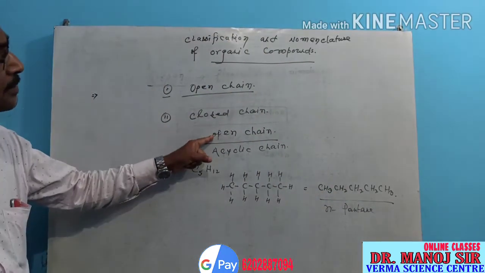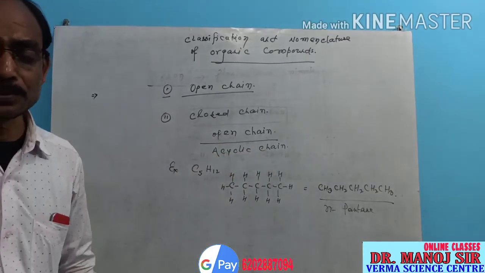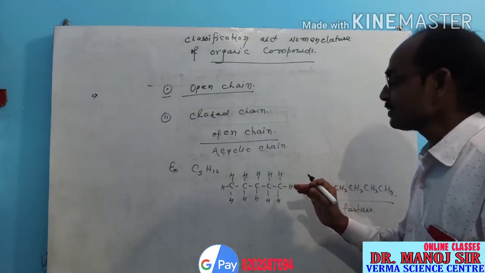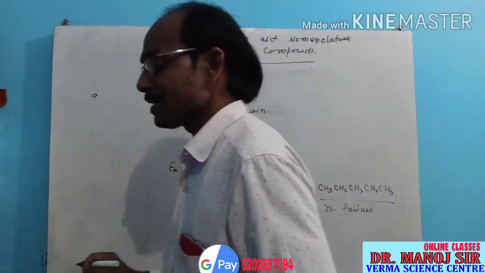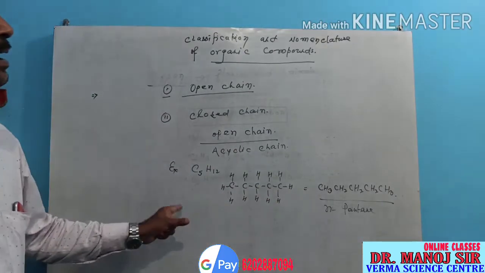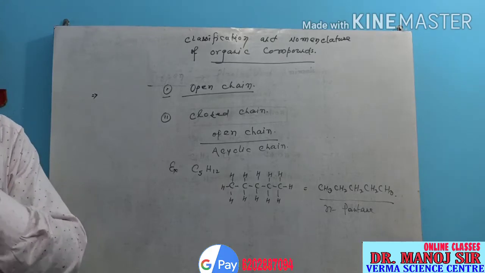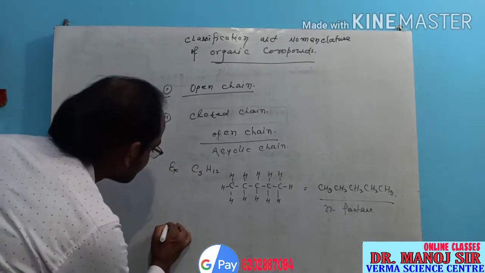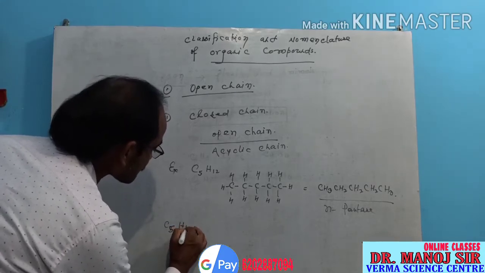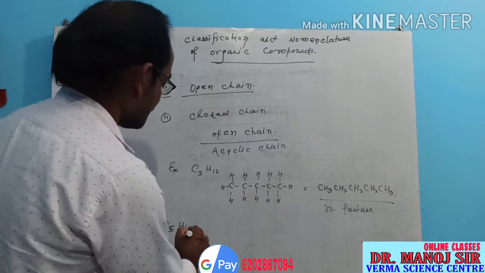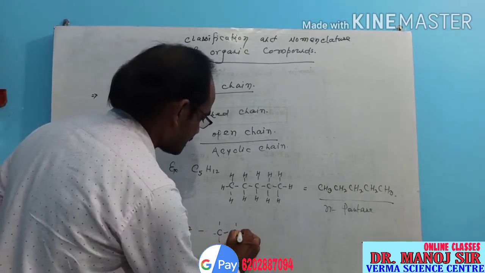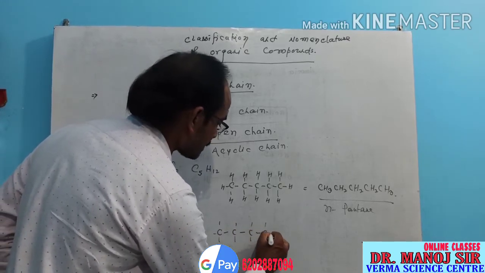And acyclic chain also produces two types of chain, that is neo chain and branch chain. Branch chain is known as iso chain. For example, C5H12, it can be represented by this same order.